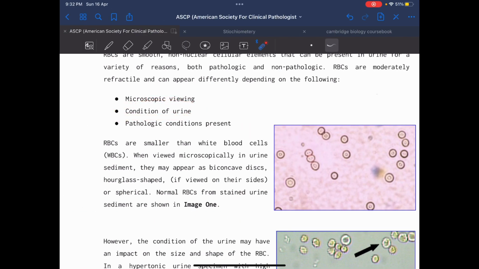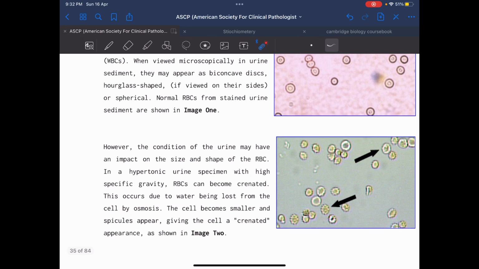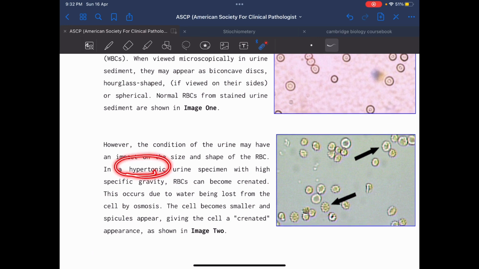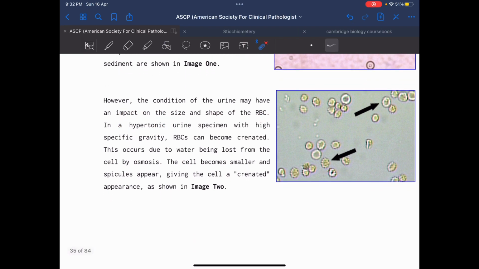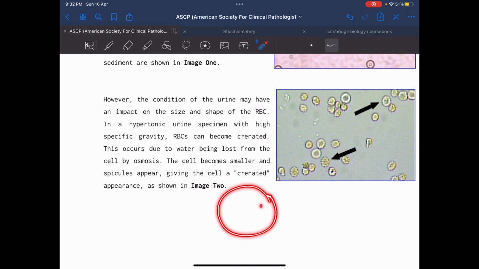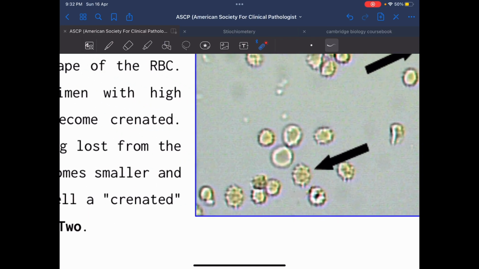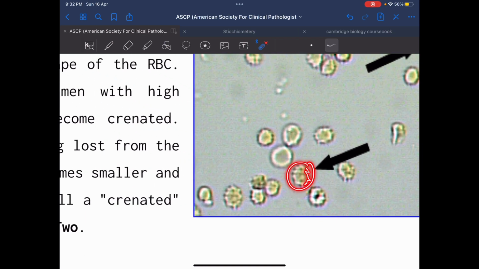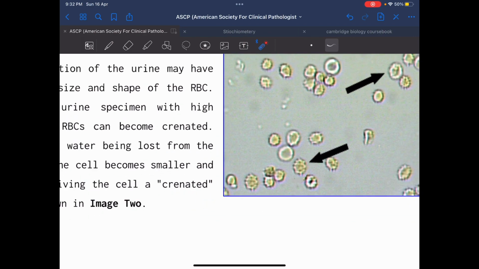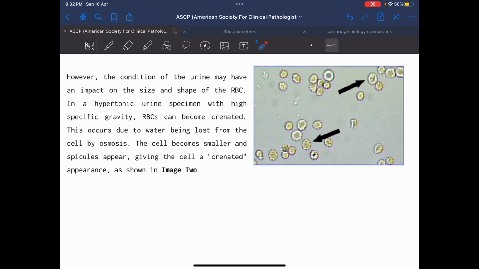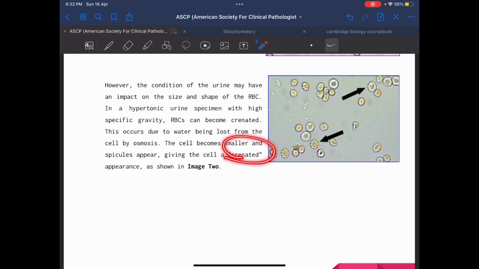The second, condition of urine. In the condition of urine, if the urine is hypertonic, this may affect the size and shape of RBCs. In hypertonic urine, the water will go outside the cells and the cells become smaller, with shrinkage, and protrusions or spicules will appear on the cell wall, as we see here in the image, spicules on the cell wall. This is because of the hypertonic urine and it is called crenated cells.